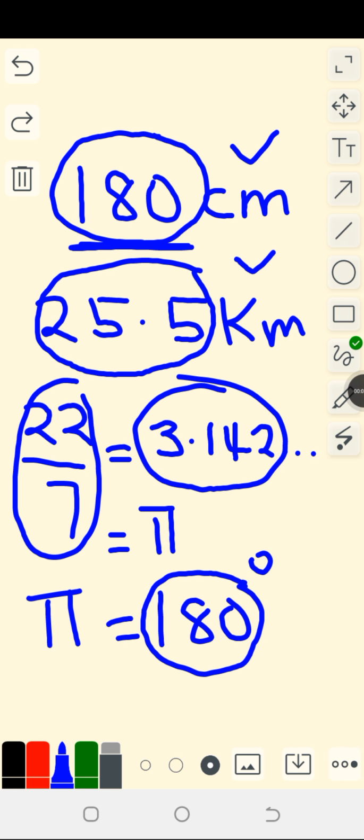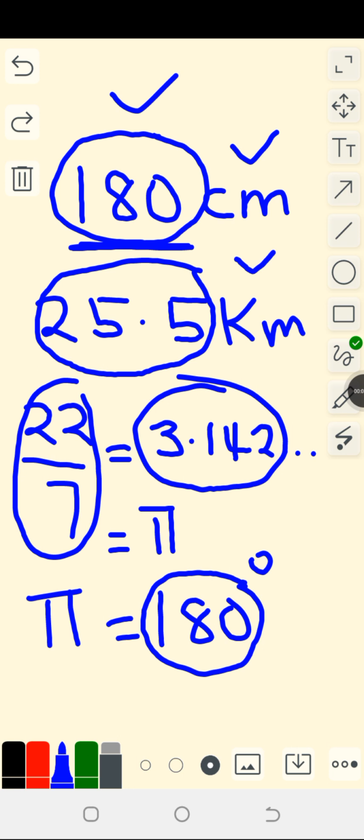We measure the height of the boy. The arithmetical value now is 180 degree. The quantity after measuring gives us a value, 25.5 kilometer. The quantity after measuring is 25.5 kilometer, the distance covered by the girl.